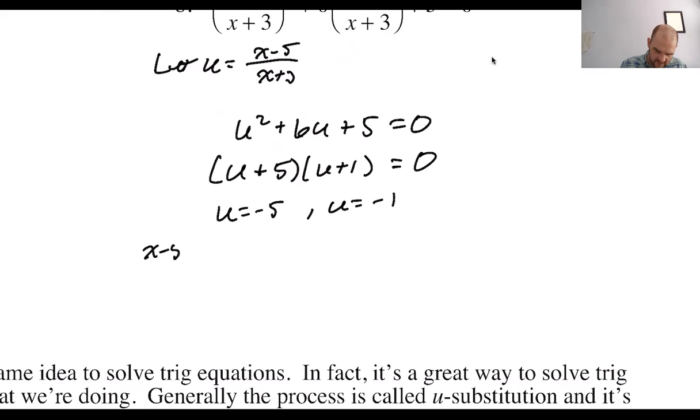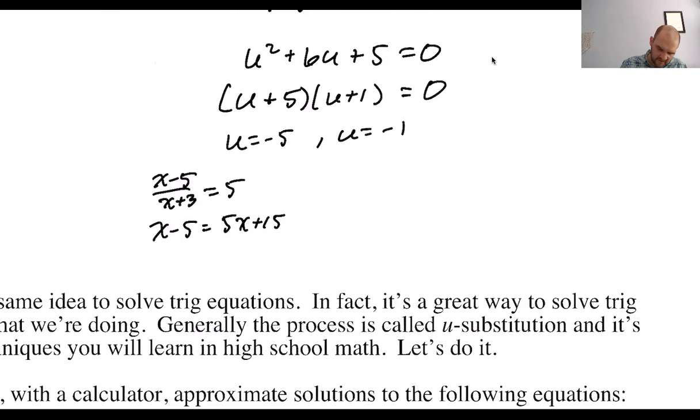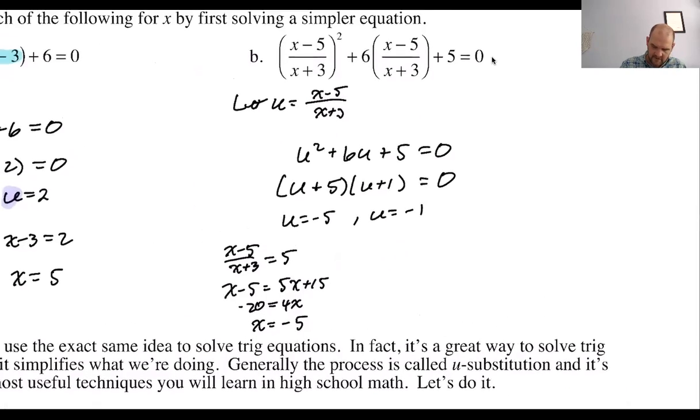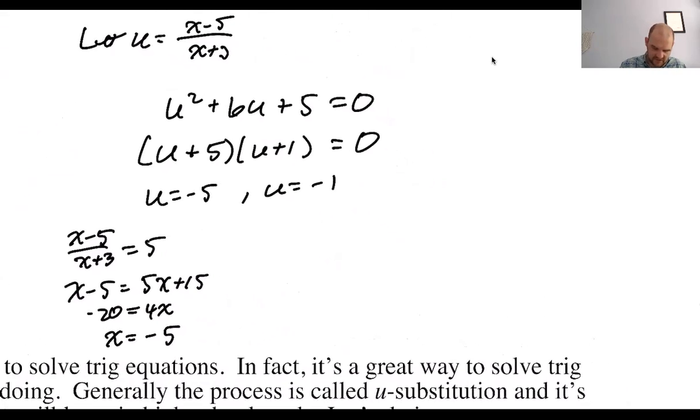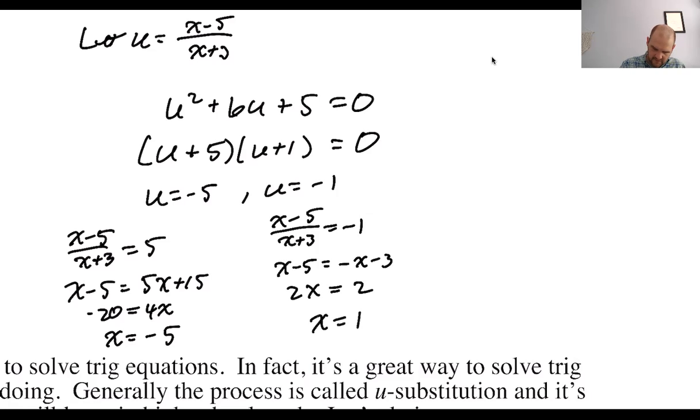So x minus 5 over x plus 3 is equal to negative 5, which means that x minus 5 equals negative 5x minus 15. Then 4x equals negative 20, so x equals negative 5. That's from one of the substitutions. The other one: x minus 5 over x plus 3 equals negative 1. So x minus 5 equals negative x minus 3. 2x equals 2, so we get x equals 1.